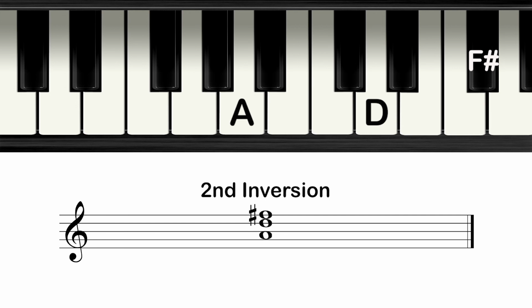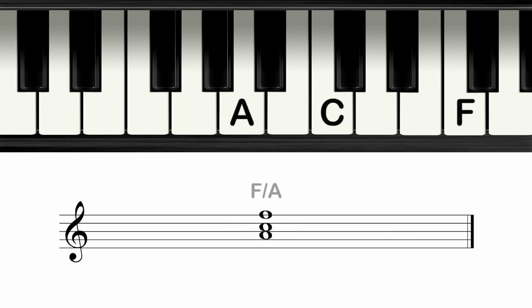In the second inversion, the intervals above the bass note are a 6th and a 4th. The second inversion is notated by using the numbers 6 and 4. An often used notation for chord inversions in jazz, pop, and rock is to write the name of the chord followed by a slash and then the name of the bass note. The chord symbol F/A would be a first inversion F major chord, with the note A being the lowest note.